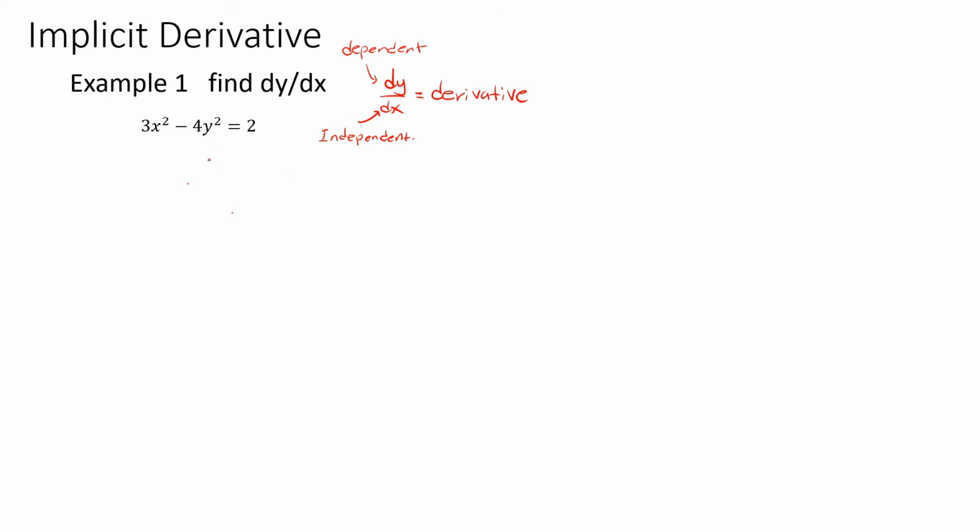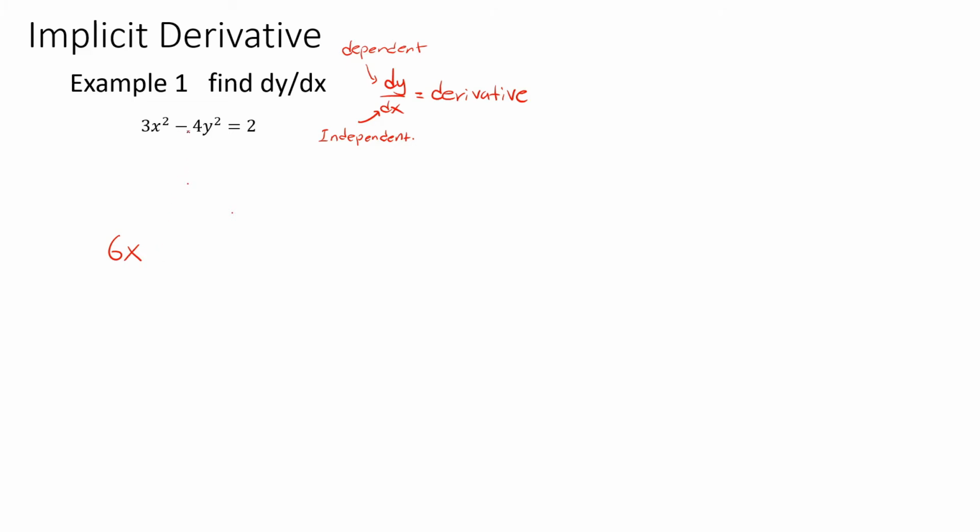So the first thing you would do is take the derivative of each term. While you're taking the derivative of each term, whenever you take the derivative with the dependent variable, you're going to multiply by dy over dx. So we have 3x squared, so the derivative will be 6x. Notice that we took the derivative of x, therefore we're not going to multiply anything.